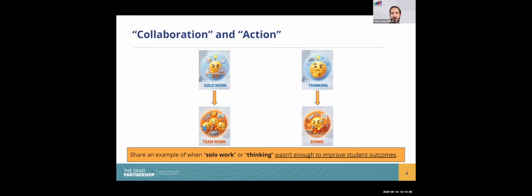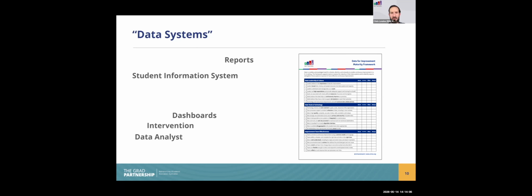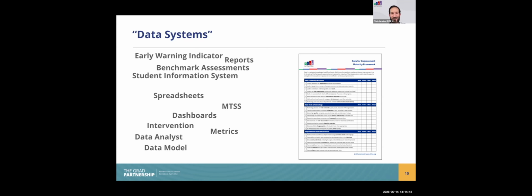And one thing that we've learned at Rise is when we say data systems, or how can data help us do this, there's a lot of parts of what it means to be a data system. What do we even mean when we say data systems? And we hear things like, all right, well, there's a student information system. Do we have the dashboards that we need? Maybe the personnel, a data analyst? Do we have the right reports? Are we using those for interventions, MTSS, early warning indicators, data models, benchmark assessments, spreadsheets, metrics? There is so much that goes into what a data system actually is.